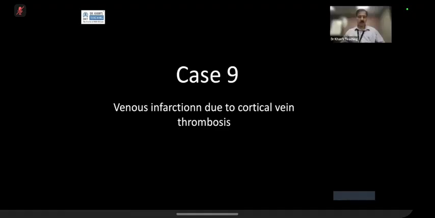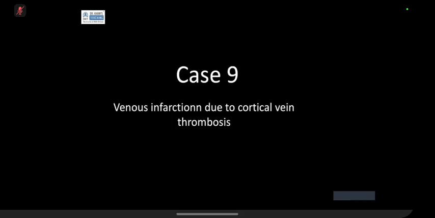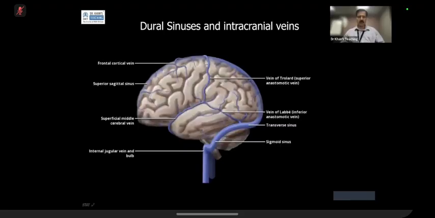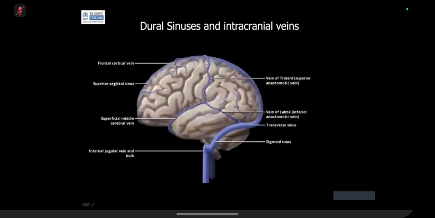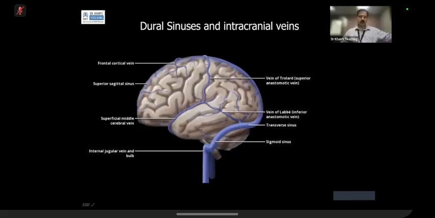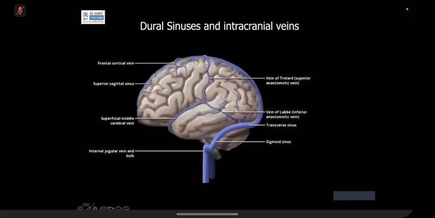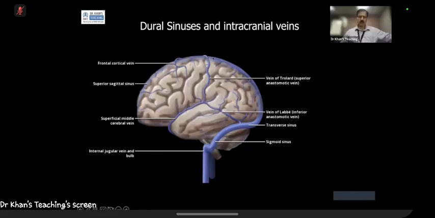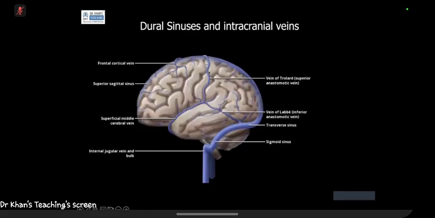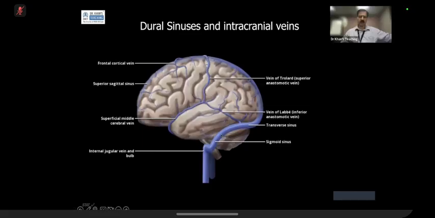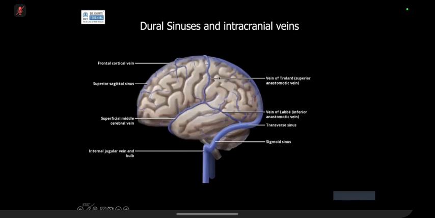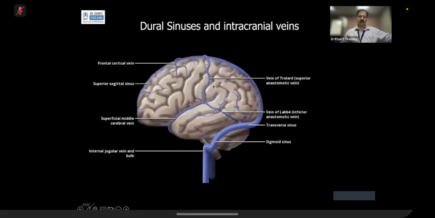Cortical infarction due to venous infarction due to cortical vein thrombosis. Now, please remember the anatomy. Even when I was showing you a dural sinus thrombosis, I showed you some cortical veins which drain into the dural sinus. So it all depends on anatomy. Now, look at these veins. This is the transverse sinus. This is the superior sagittal sinus.